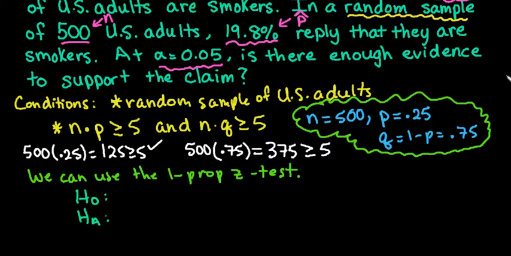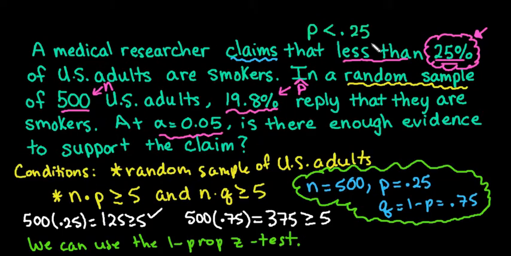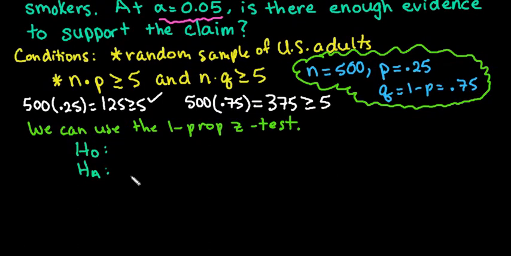And this comes from the claim. So the claim is that less than 25%, and since we're using p, we would use p less than 0.25. Okay, since we have a statement that is less than, we would have to put this in the alternative. So we would say that p is less than 0.25 and identify that this is our claim.